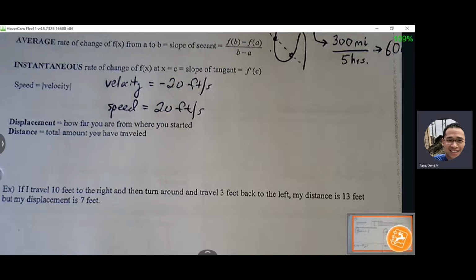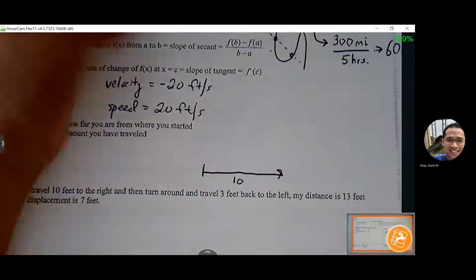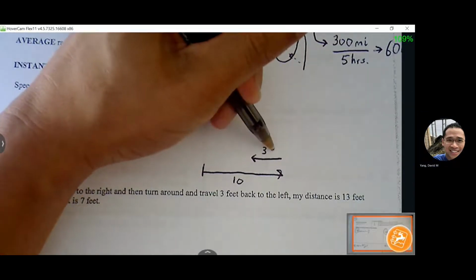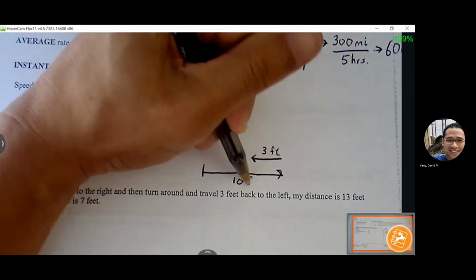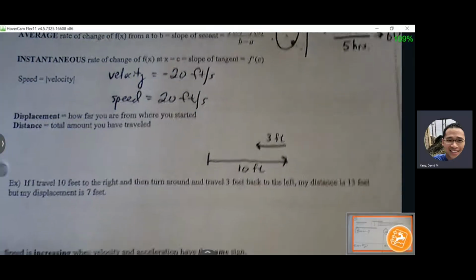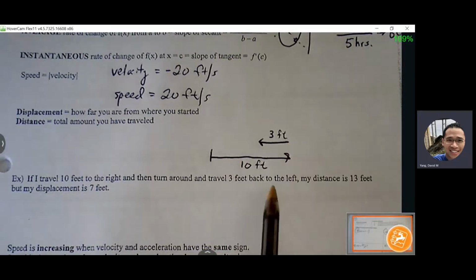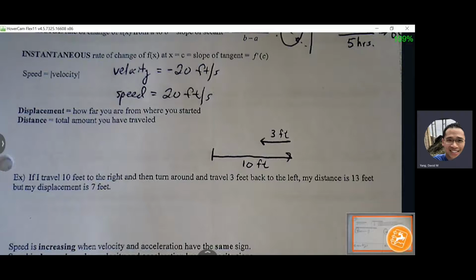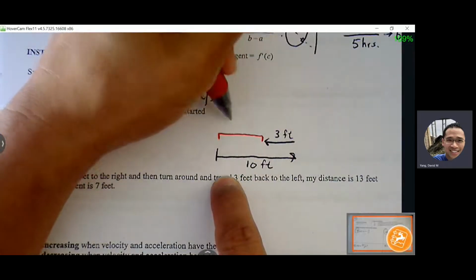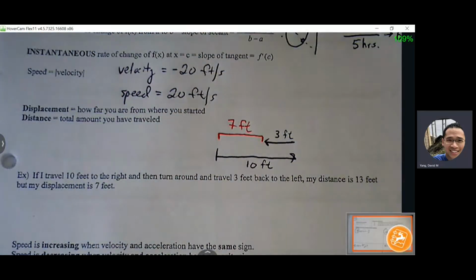Okay, so here's an example. If I travel 10 feet to the right, and then turn around and travel 3 feet back, or 3 feet to the left, my distance is 13 feet because I traveled 10 plus 3, but my displacement is only 7 feet because compared to where I ended up and where I began, I only made a forward progress of 7 feet.